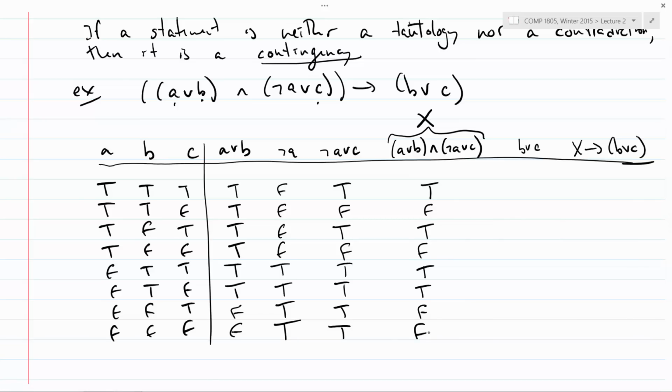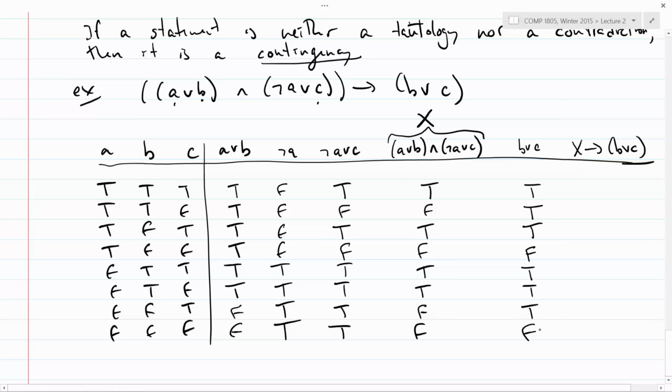Okay. Now we do B or C. So B or C is this column or that column. So true or true is true, true or false is true, false or true is true, and false or false is false. And now we're going to get the exact same pattern down here. So we also get T, T, T, F.